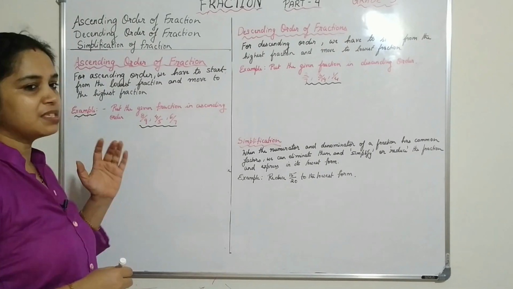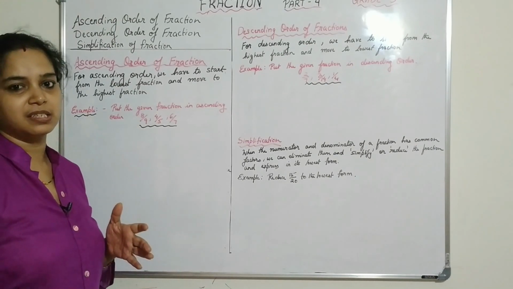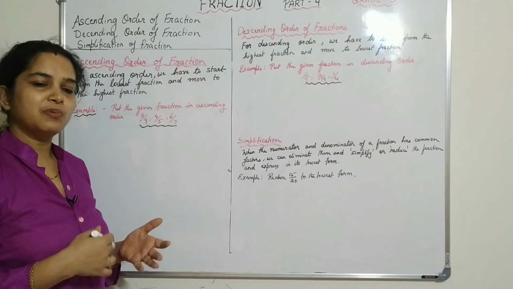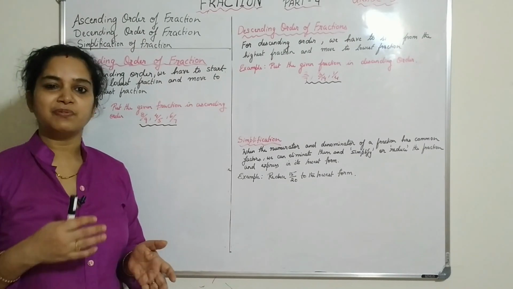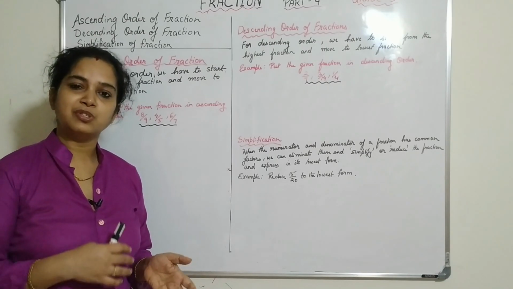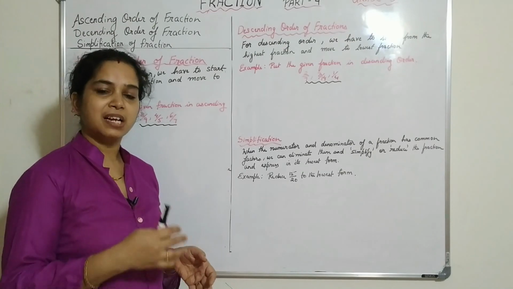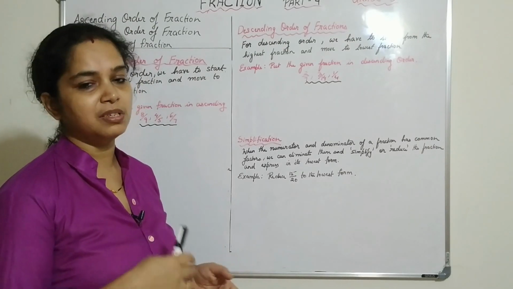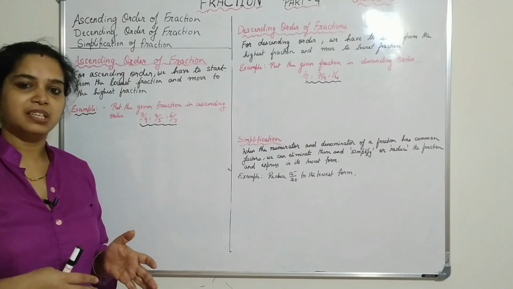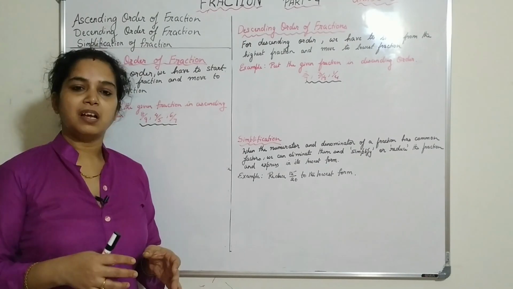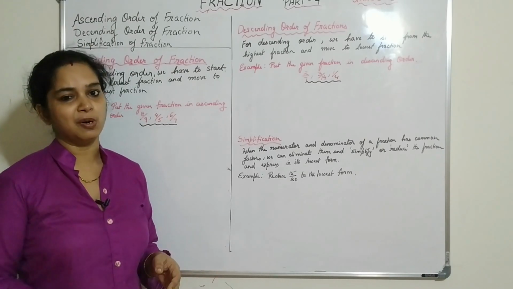So what do you mean by ascending order? When we arrange numbers from lowest to highest, it is called ascending order. So we will arrange the fractions from lowest to highest, that is ascending order, and we will arrange the fractions in descending order from highest to lowest. In this case, 2 or 3, or 3 to 4 fractions will be given, and we will arrange them according to whether each is greatest or smallest.